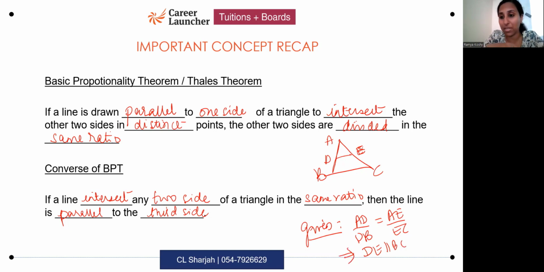So it's the reverse of BPT. In BPT, if the line is parallel, ratios are equal. When you're using it in this order, you are first proving that the sides are in the same ratio. Parallel is not given in the question. You're using this result to show that the lines are parallel. That time, in brackets, you should write converse of BPT. Yes, ma'am. Thank you. Understood.